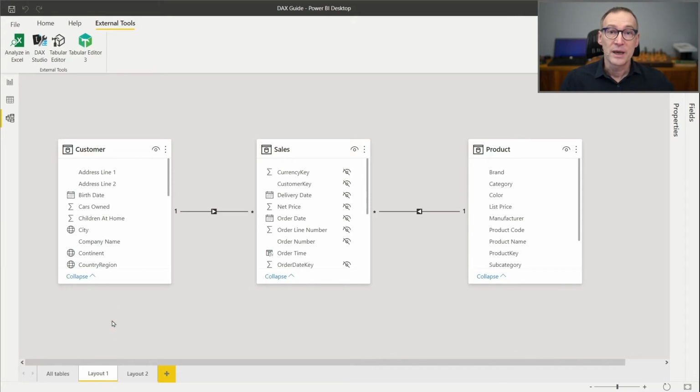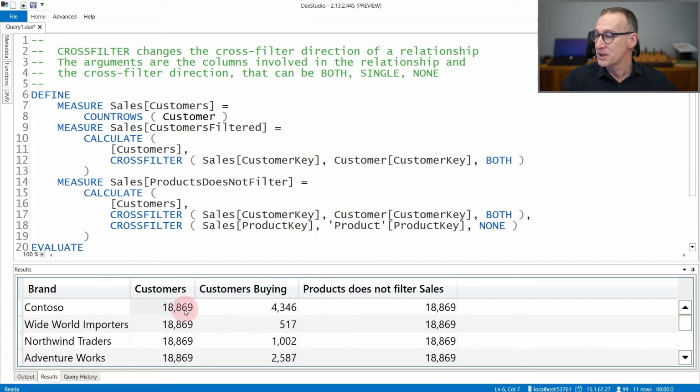That is the reason why if you slice by product and you count the number of customers, you will see all the customers, which is exactly what is happening here. I'm filtering by brand, and the measure count rows of customers returns all the customers. I can use CrossFilter in order to change the relationship between sales and customer as a bidirectional one.